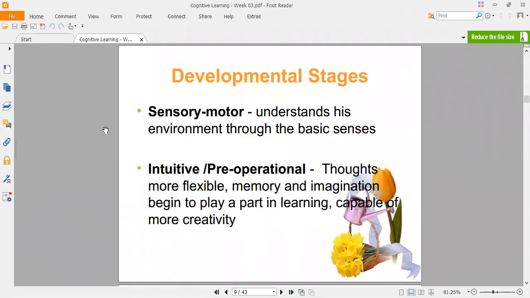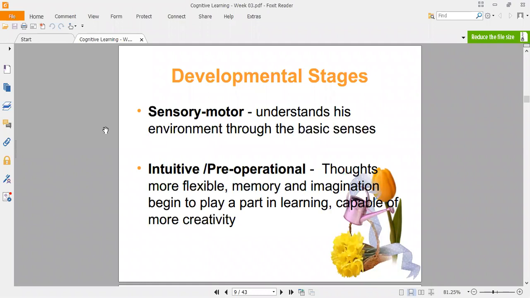First stage is what? Sensorimotor. Sensorimotor, understanding the environment through the basic senses, right? Just think about a toddler, how they are understanding the environment. That is the first time in their life they are touching a solid surface, a soft surface, a rough surface, right? The first time they are seeing flowers, what is the shape of a flower, colors and all those things.